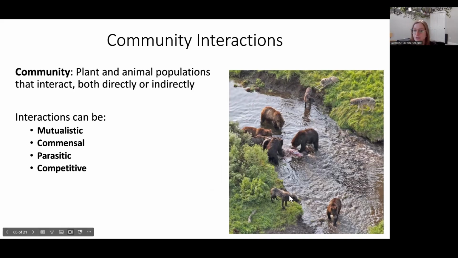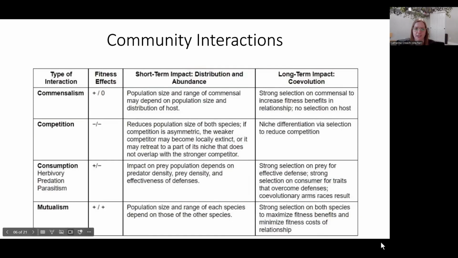When our organisms interact like this, it could be mutualistic, commensal, parasitic, or competitive. Right here, this is an example of competition. Here's a resource. Everyone wants the resource, but currently the bigger and stronger organism has access to the resource. They have outcompeted the wolves. They are benefiting. The wolves are languishing. They're going to wait until maybe the bears walk away, and then they will have access to it. Let's define each of these community interactions.